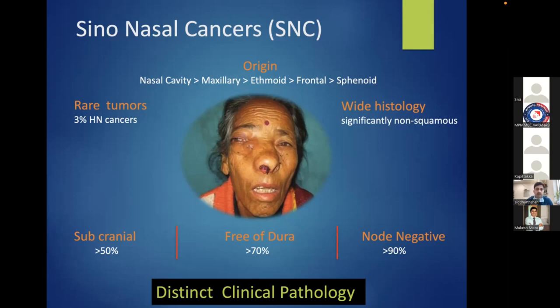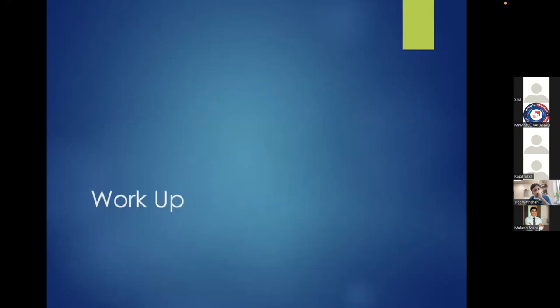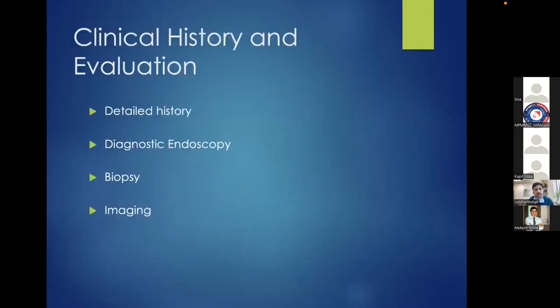Majority of these tumors, if we see those arising from ethmoids or maxillary, are in the infracranial or subcranial region, and very few of them involve dura, and they are generally node negative. So how do you do a proper workup and evaluation, so that you don't end up in an unplanned strategy or an unplanned situation on the table?